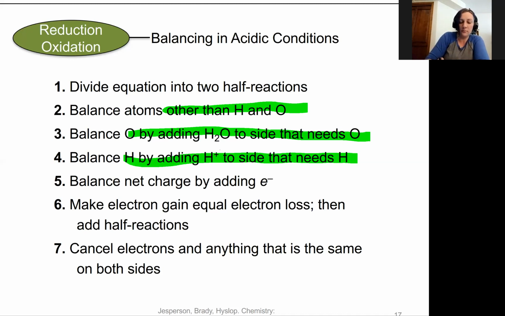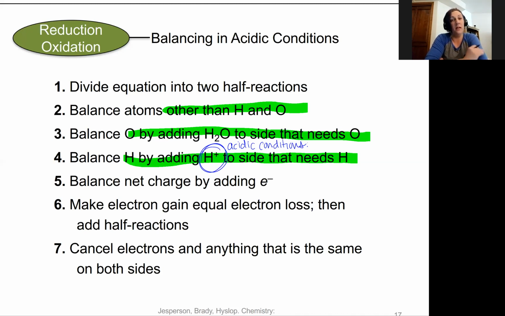And this is where we get our acidic conditions. So we're going to balance those hydrogens with acid, essentially. Now, after that point, we will go back to our kind of standard form, which is now looking at the net charge and balancing by adding electrons.